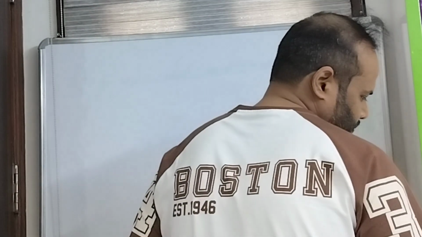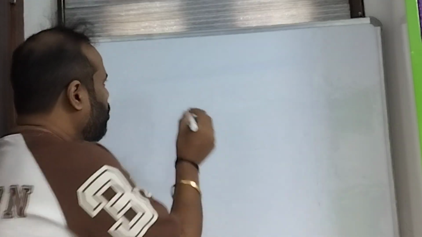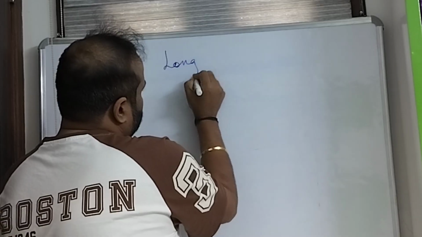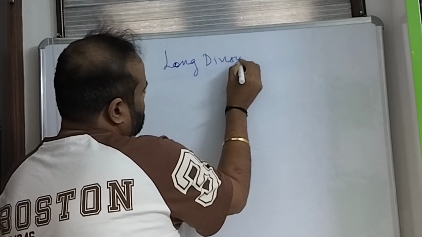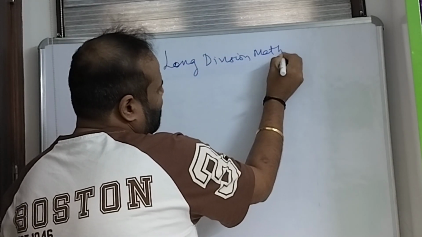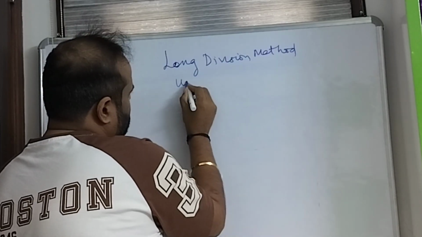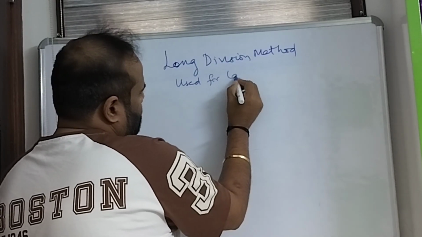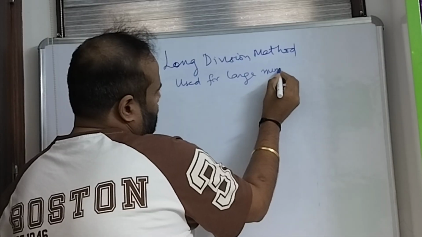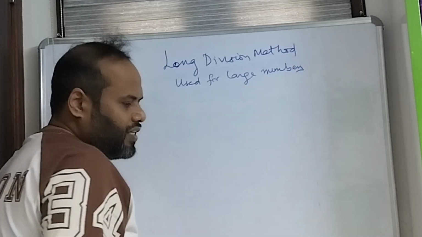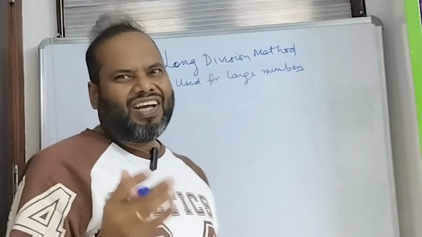Now the other method is the long division method. Typically, the long division method is used for large numbers, and it is like normal division.